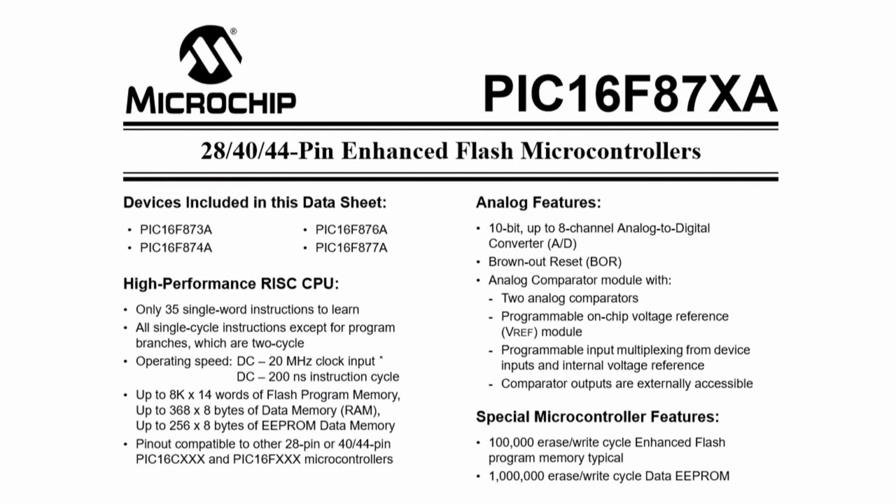From the datasheet of PIC16F87XA, we can see that the operating speed of this device is from DC to 20 MHz, and the delays of 0.2 microsecond and 13.107 millisecond are calculated on the basis of a 20 MHz crystal.